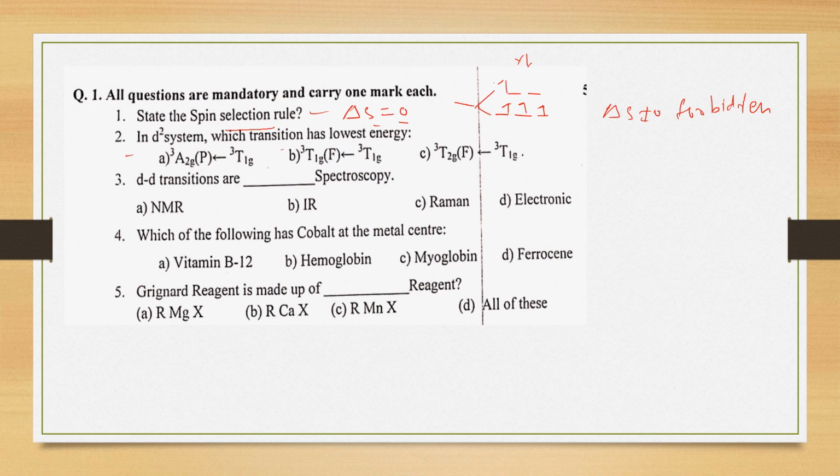In a d2 system, which transition has lowest energy? Now, we have to identify whether it is asked for tetrahedral or octahedral complex. If the question does not mention octahedral or tetrahedral, then go to the options. So g is mentioned over here. g is always mentioned for octahedral complex. So we understand that it is asked for octahedral complex.